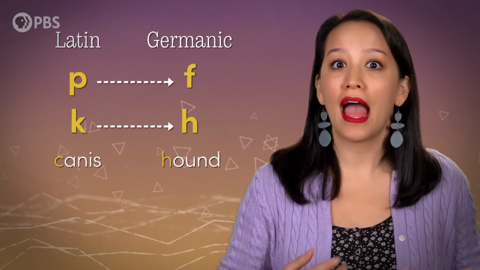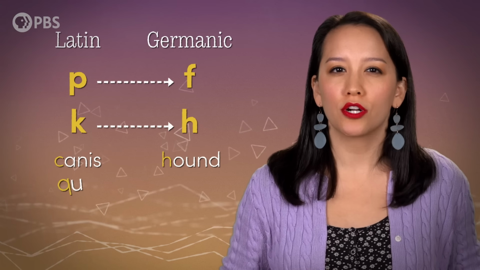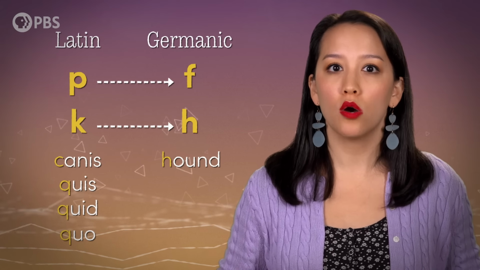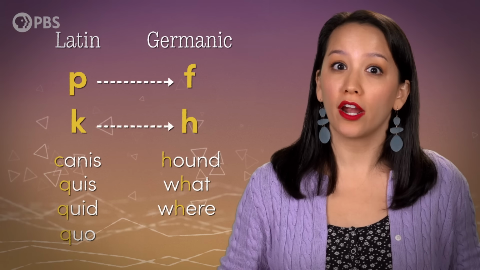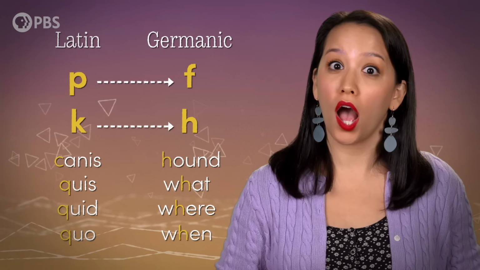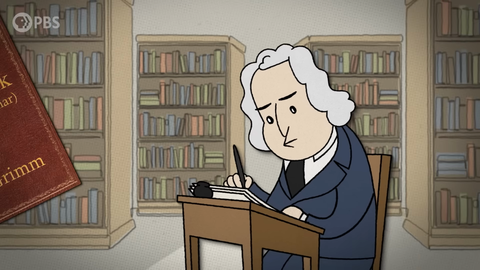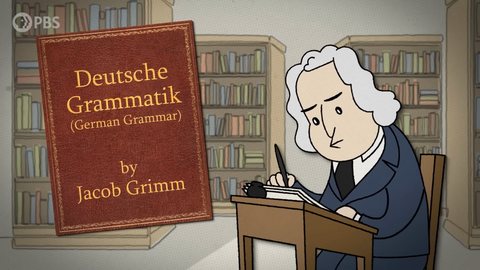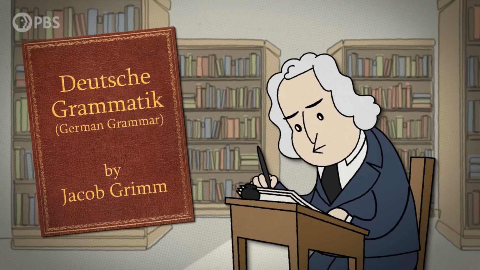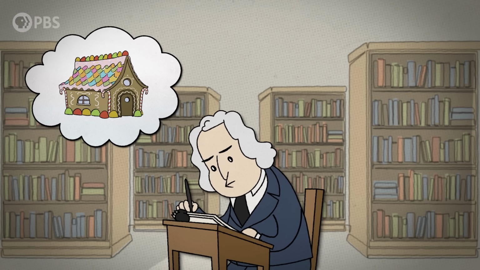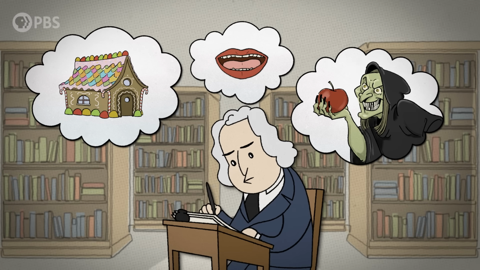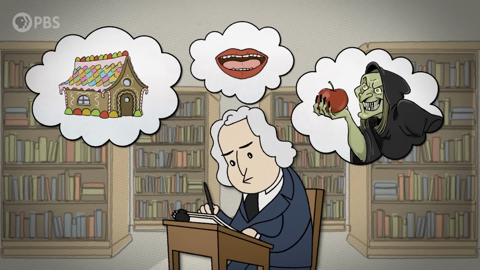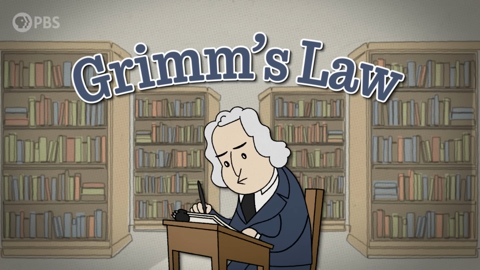which is how the Latin canis became the English hound, and why Latin question words like quis, quid, and quo start with a kw, while English question words like what, where, and when start with a hw. These patterns were detailed in the book Deutsche Grammatik by Jacob Grimm of the Grimm brothers fame. Like a 19th century Tolkien, Grimm was obsessed with folklore and linguistics, and his observation, which stemmed in part from the work of other linguists, came to be known as Grimm's Law.